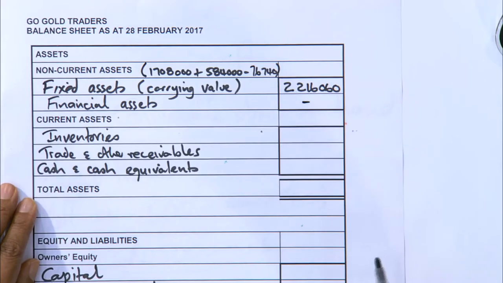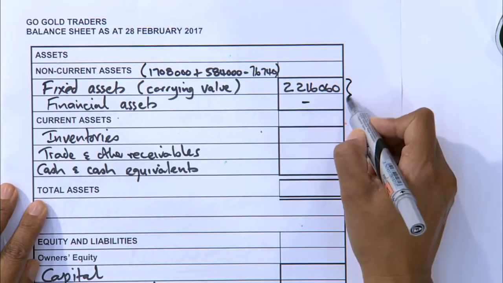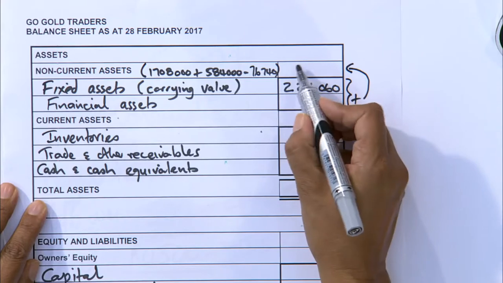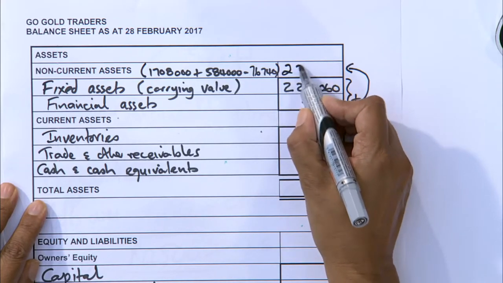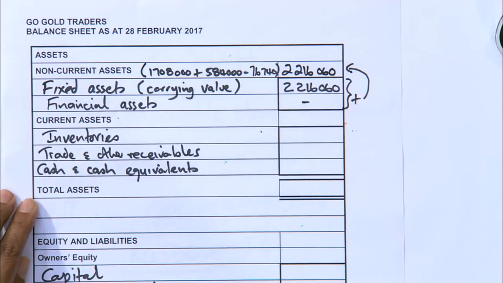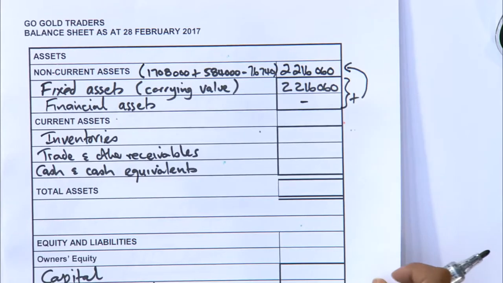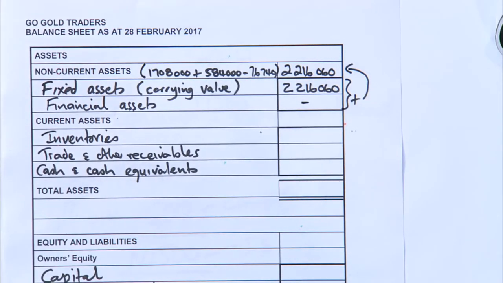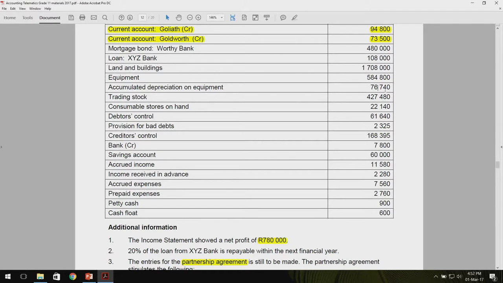I don't have financial assets, so if I were to have financial assets, I would add and put it on the top. 2,216,060 rand. Okay, so there we go. Finish that. Inventories. Okay, so let's go back and let's see what we have with regards to inventories. There I have trading stock and there I have consumable stores on hand. So those two amounts, consumable stores on hand, there it is. And there's my trading stock. That is my inventory. So 427. Okay, there we go.